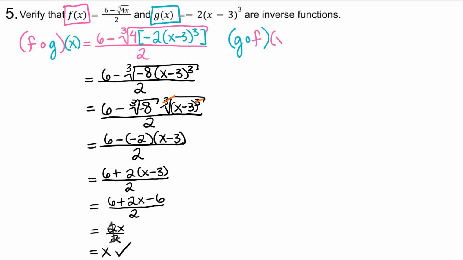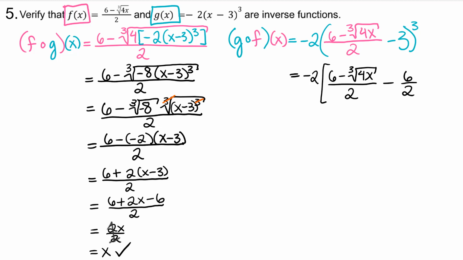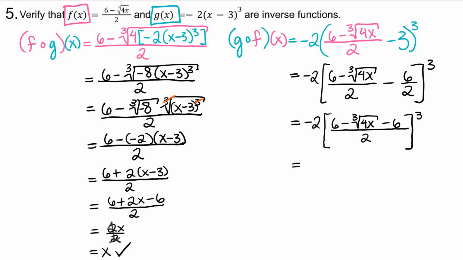Let's compose g with f. Remember, because this entire thing is cubed, you cannot distribute in this negative 2. So first we'll need to combine this big ratio with this minus 3 by first getting a common denominator of 3. Now combine the fractions. Simplify the numerator.